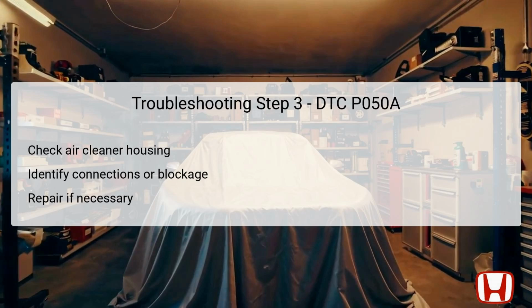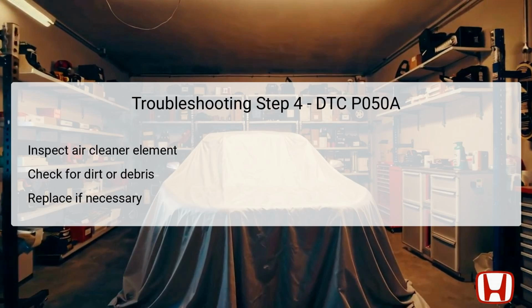If any issues are discovered during this check, replacing the air cleaner housing may be necessary, which can significantly impact the idle air control system's performance. In the fourth step of resolving DTC P050A, inspecting the air cleaner element is essential. The filter must be clear and free from dirt and debris to allow optimal airflow. Accumulation of contaminants can restrict airflow, leading to poor engine performance.